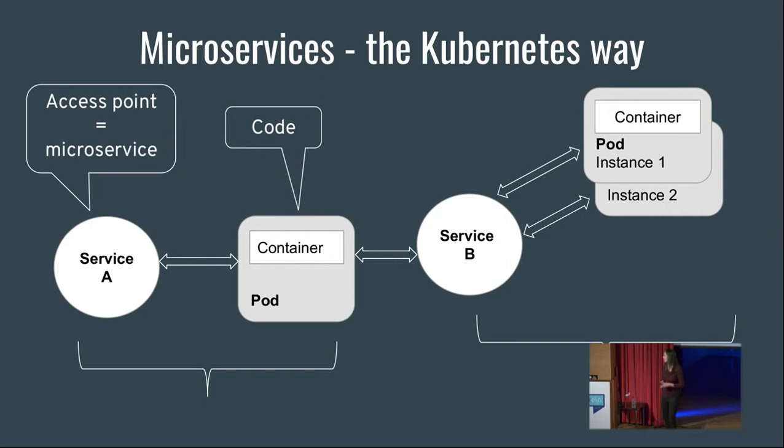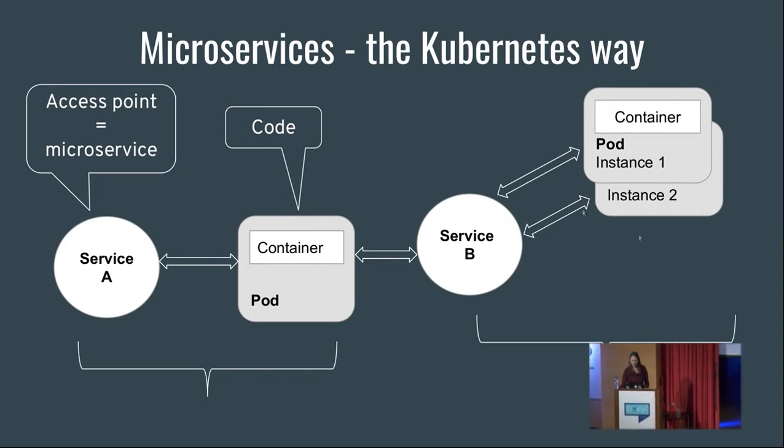And this is how the microservices would look in the Kubernetes way. So we have service B and service A. Those are Kubernetes services. They serve as access points. And then behind them, there are the pods and the containers. In this example, there are 2 instances of the pod, and so this is the representative microservices.